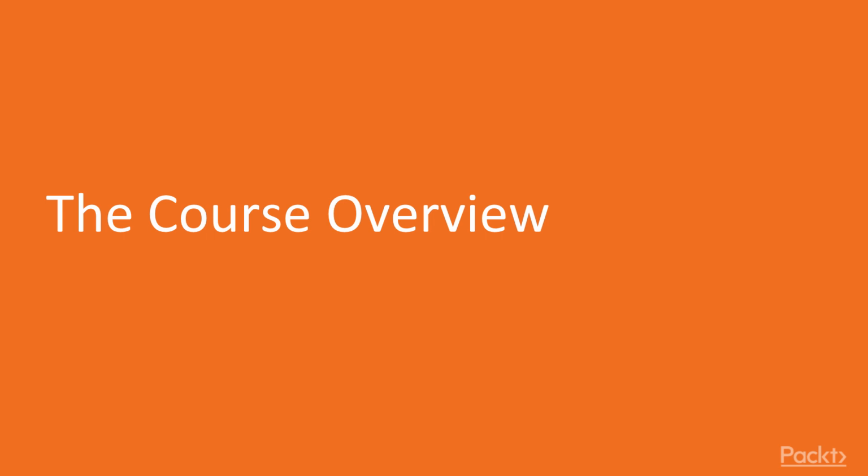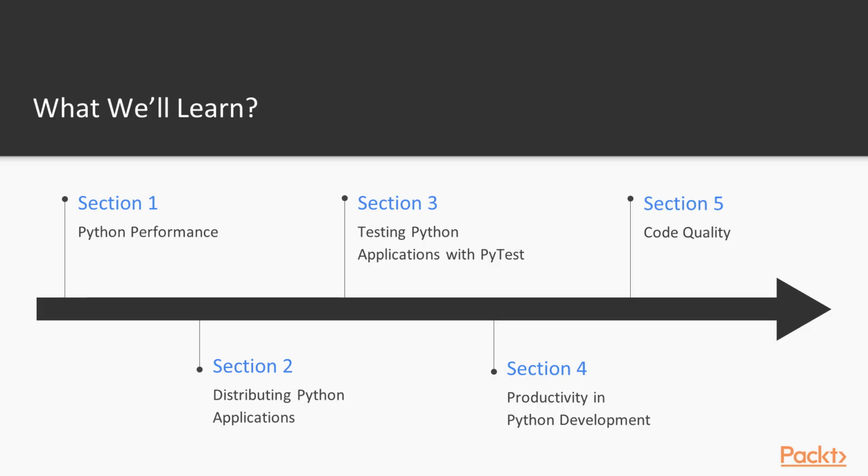Let's move on to the course overview. This course is structured in 5 sections. Each section will try to solve at least one problem that you might face as a Python developer. And we'll start out with Python performance, where we'll learn how to diagnose and fix frequent performance issues, how to identify the bottlenecks in our applications, and how to overcome these issues.